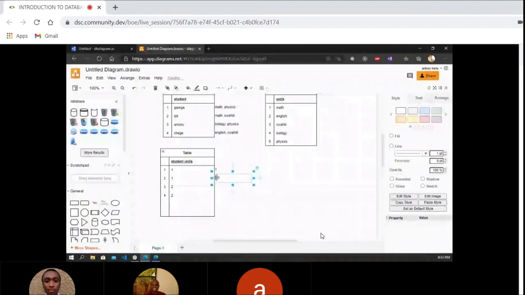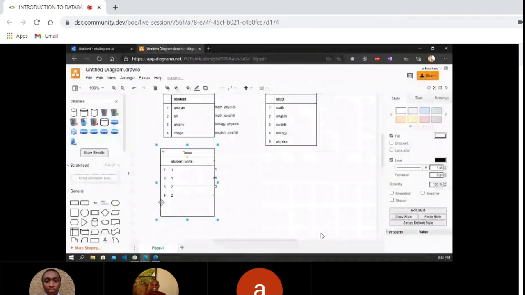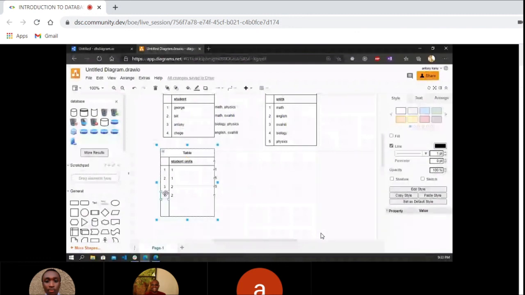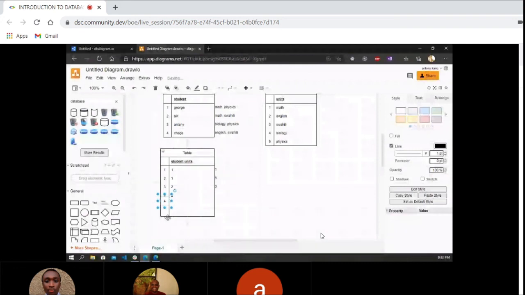Is it clear? Yeah, I get you now. Now the next would be Bill doing 3, Swahili. The next would be Anto doing 4, biology. Anto doing 5, physics. Shege doing 3, Swahili, and English 2. Is it clear? Yeah, I get you. So that's how you model a many-to-many relationship. The table we are creating down here, that's what we call a pivot table. I hope that's clear for everyone.